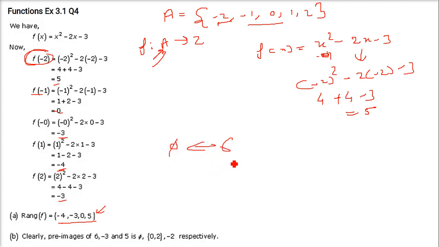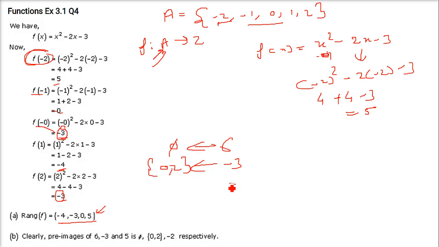What is the pre-image of -3? -3 has come when we put 0, that is 0. -3 has come when we put this value as 2, so 2. 0 and 2 are the pre-images of -3.